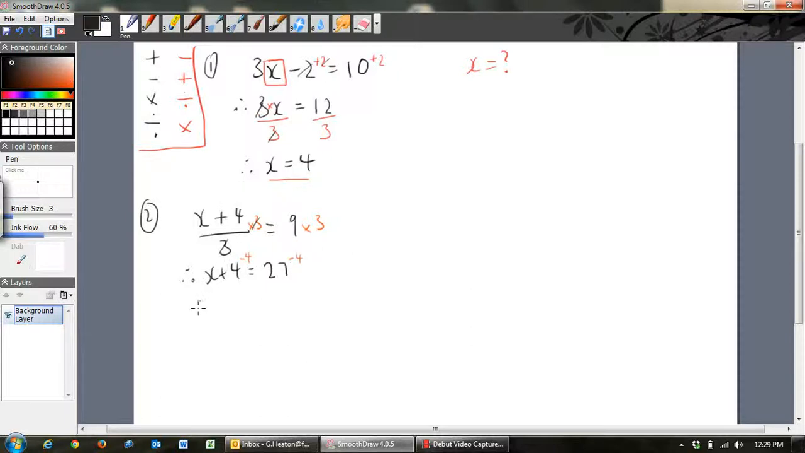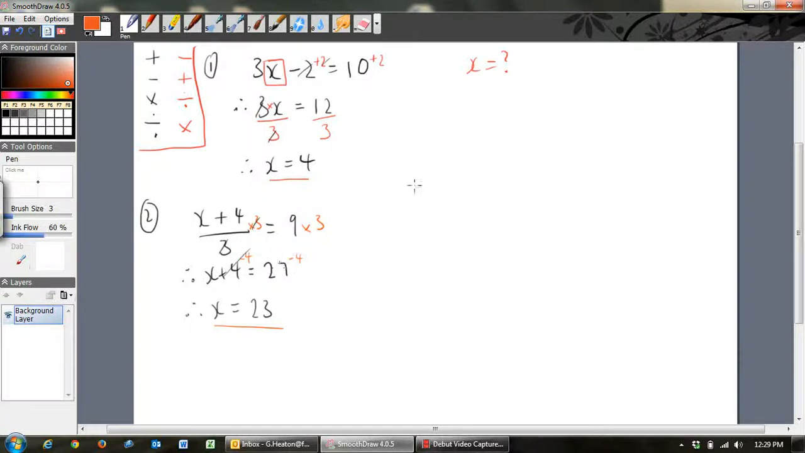We need to minus 4 from that side as well. And so what we're left with is x plus 4 minus 4, well, they disappear, and we get x equals 27 minus 4. 27 minus 4 is equal to 23. And there's your answer. So there you go, a couple of examples of two-step equations.